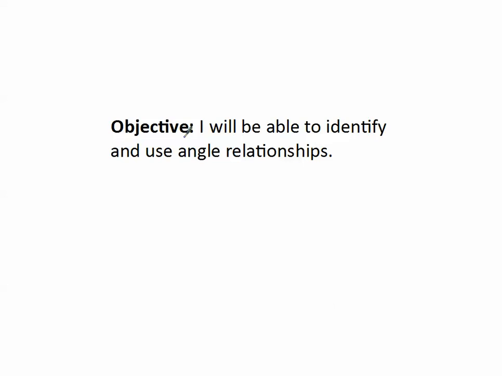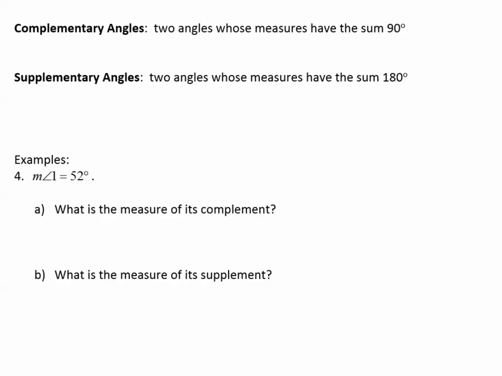Our objective in this lesson is to be able to identify and use angle relationships. Complementary angles are two angles whose measures have the sum 90 degrees. Remember that sum means adding. So two complementary angles could be an angle that measures 40 degrees and 50 degrees.